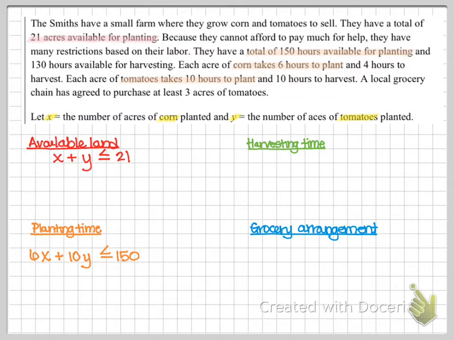All right, let's see what the next bit of information is. I already did planting. My next one, I think, is harvesting. Let's find the harvesting information, which I've already color-coded here as green. So I'm back up to the total. They've got 130 hours available for harvesting.